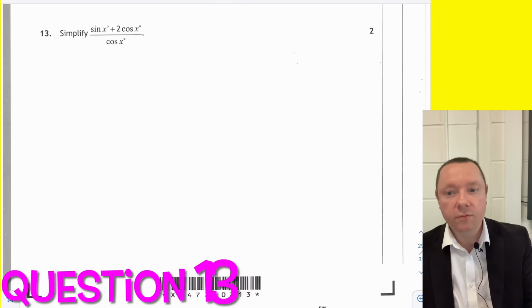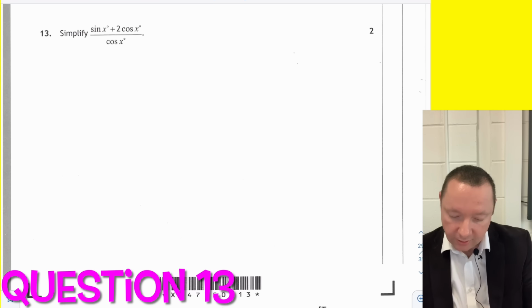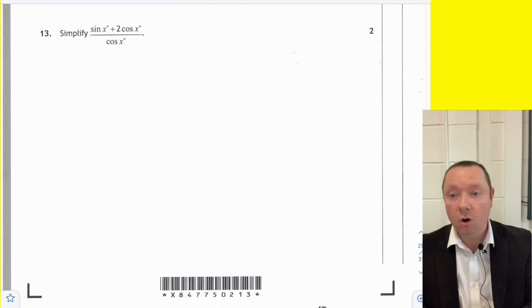Okay, question 13. Simplify sin x plus 2 cos x over cos x.